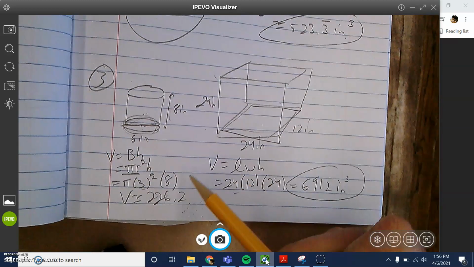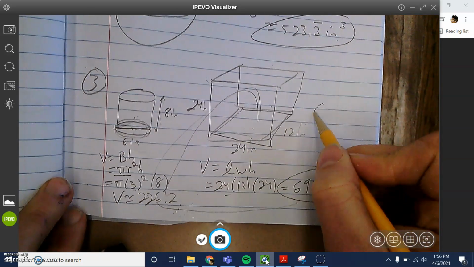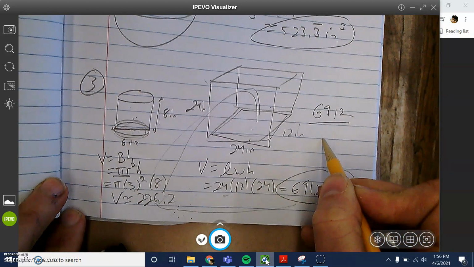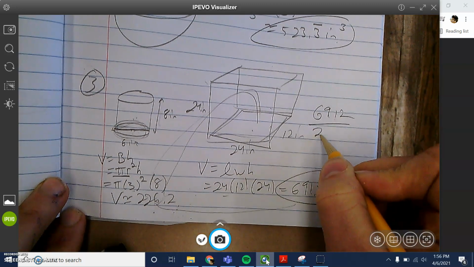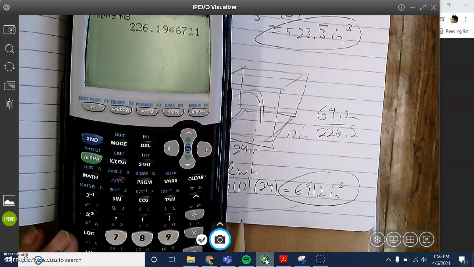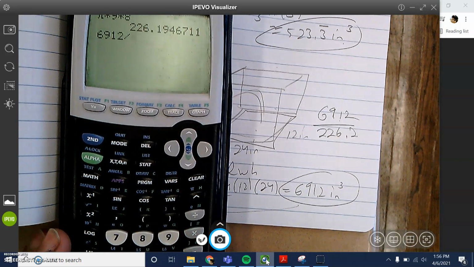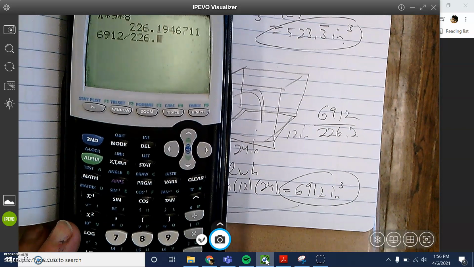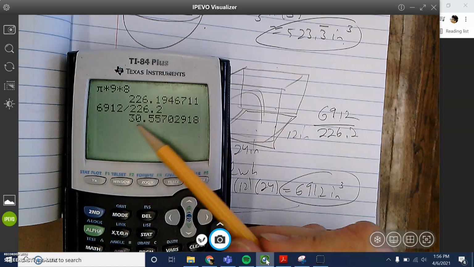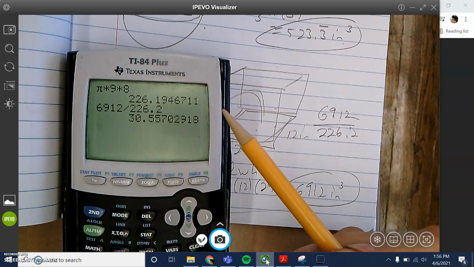So the volume is approximately 226.2. So how many of these go in here? Well, I'm going to divide this into this. So I'm going to take 6,912. How many of these can I fit in here? I'm going to divide 6,912 by 226.2. So that's going to be 30. And then I have some left over right here, but that's going to overflow. So 30 can fill in. If I do 31, it's going to be too much, right?